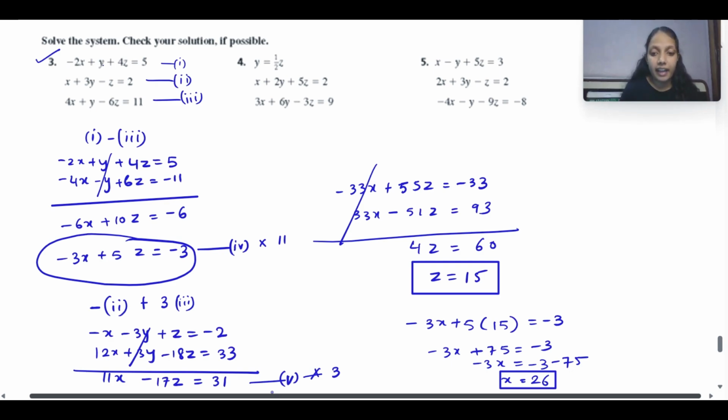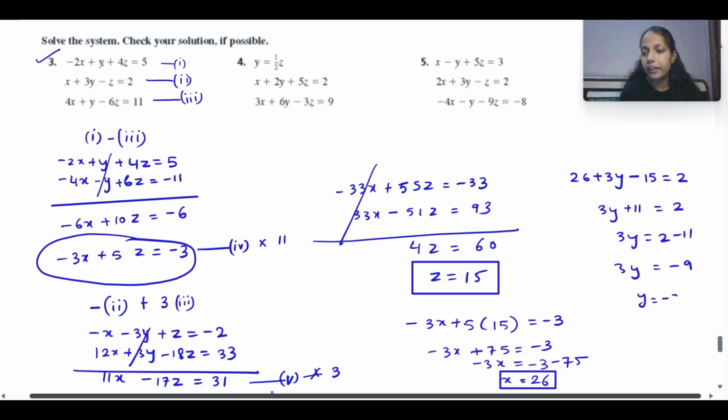You have z, you have x. Substitute z and x in any of the first three equations to calculate y. I'm substituting in the second equation because it looks easy. So x is 26, 3 times y is 15 equals 2. 3y plus 11 equals 2. 3y equals 2 minus 11, which is negative 9. Y equals negative 3.